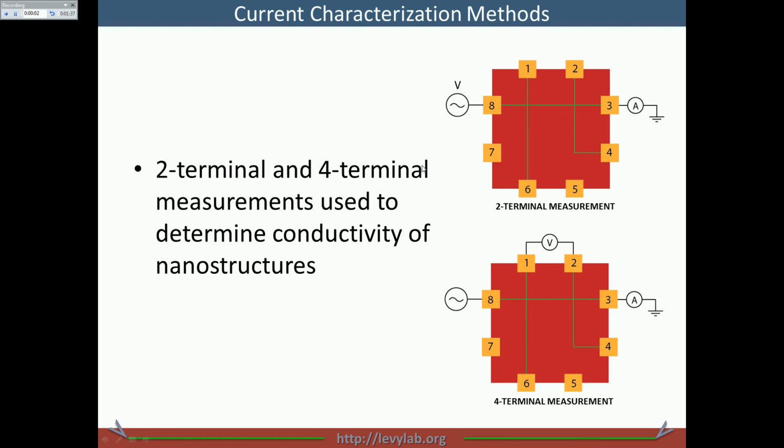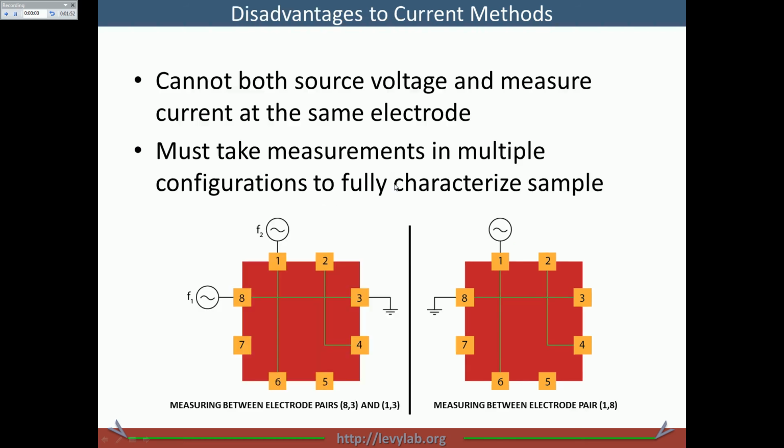So currently, 2-terminal and 4-terminal measurements are used to determine the conductivity of nanostructures, where a voltage is forced at one electrode and a current is measured at another electrode. But the disadvantage of this method is that you cannot both source the voltage and measure a current at the same electrode. So if you want to fully characterize a sample by measuring the conductivity between all possible electrodes, you have to take measurements in multiple configurations.